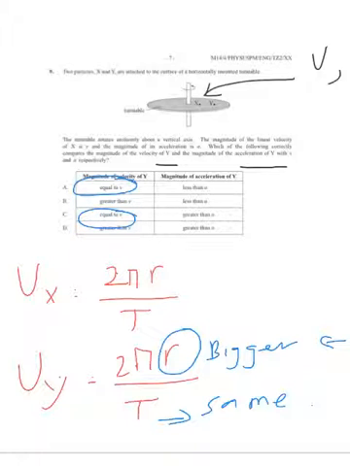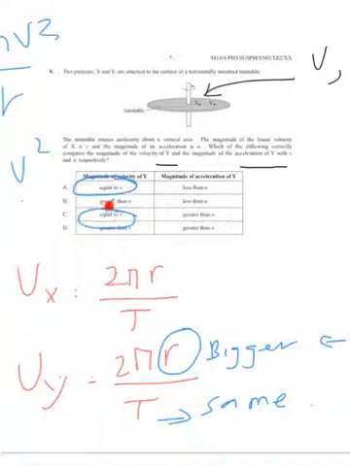Now, the acceleration. What is the relationship between velocity and acceleration? Well, the quickest relationship is this one. And as you can see, acceleration is proportional to the velocity squared. So if your velocity is increased, then your acceleration has increased as well. So your answer is C.